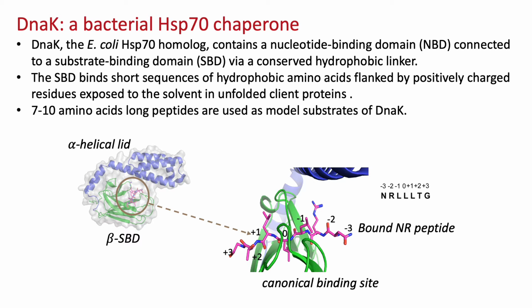It maintains the integrity of the proteome and it's conserved across all domains of life, from bacteria to human. DnaK, the E. coli ortholog, which is most abundantly studied out of all the Hsp70s, is comprised of a substrate binding domain, the SBD, and a nucleotide binding domain, the NBD, which is connected by a flexible linker.